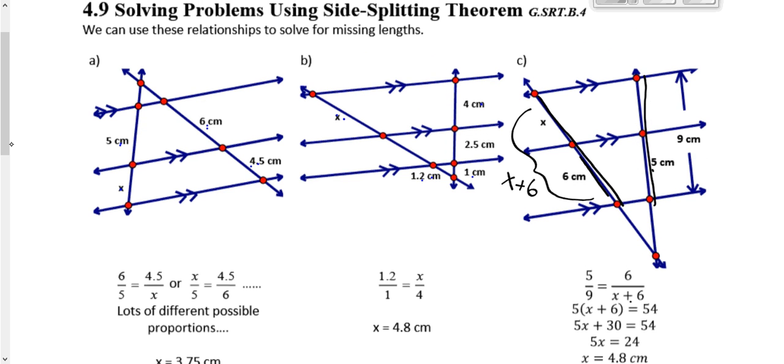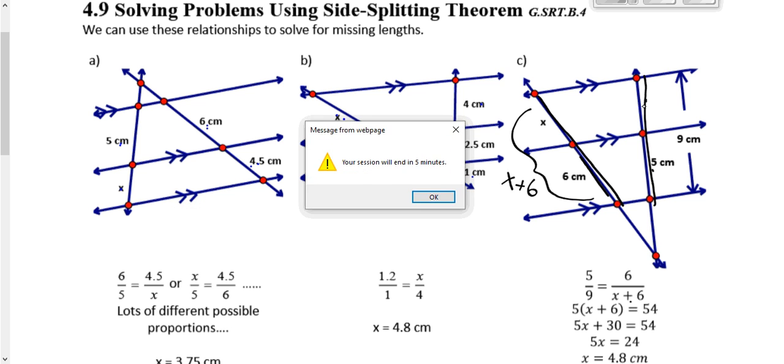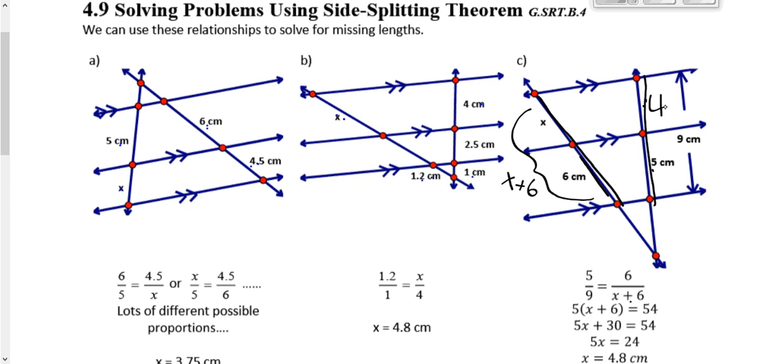What's the other way we probably could have done this? If you knew this was 9, then what's the length of that segment? 4. We could have done it that way, right? So then we could have done 5 over 4 equals 6 over x. Let's see if that gets the same answer.